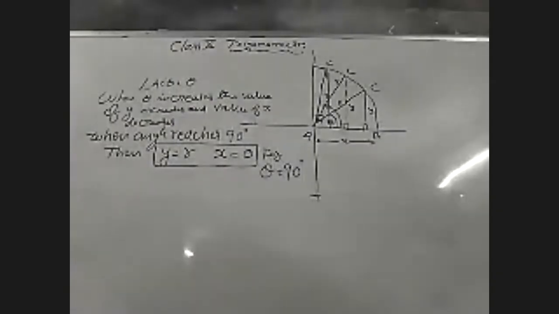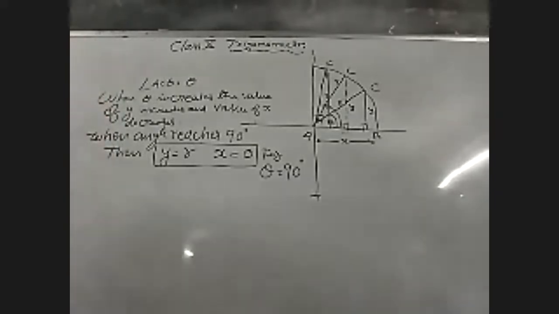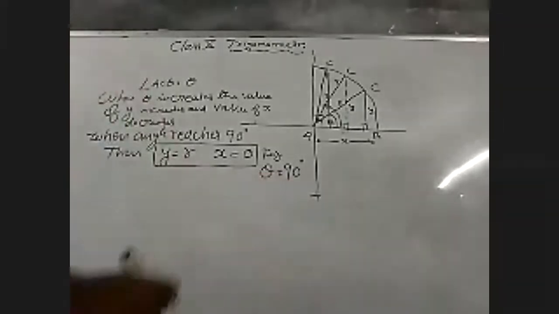We have seen the values of trigonometric ratios for 0 degrees, 45 degrees, 60 degrees, and 30 degrees. Now, in this class, we are going to find the values for 90 degrees. Now, you see the board.